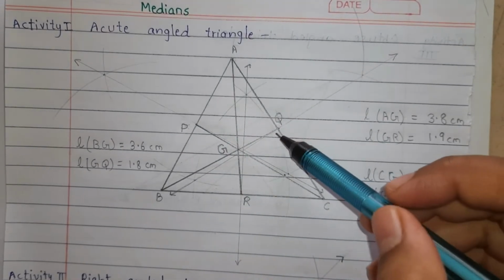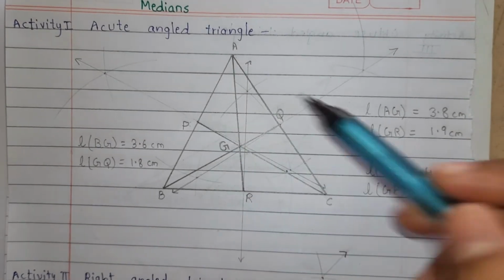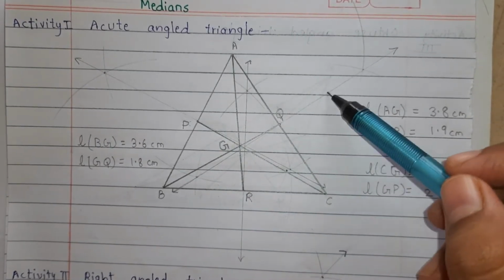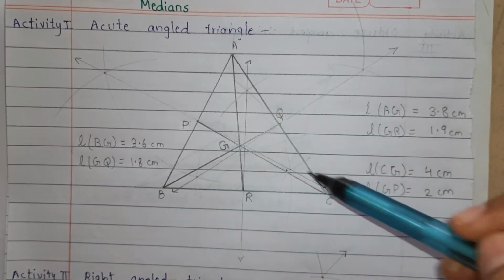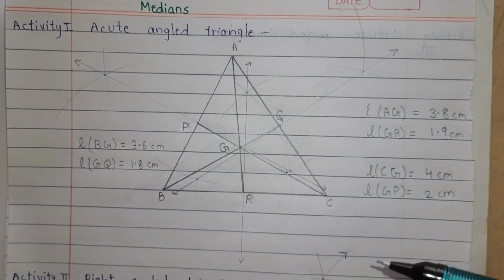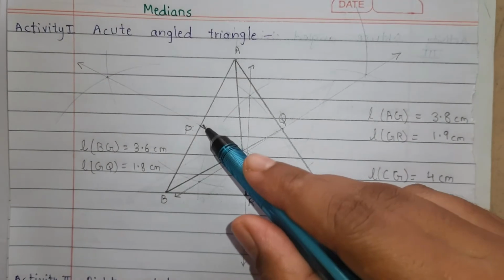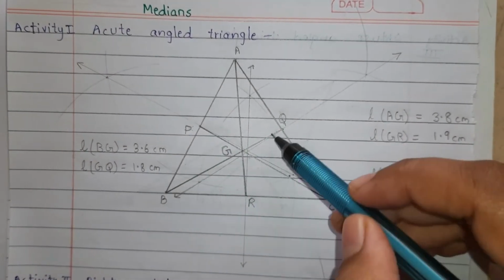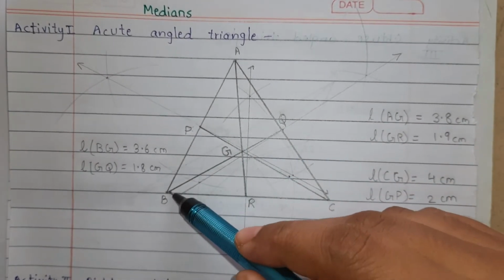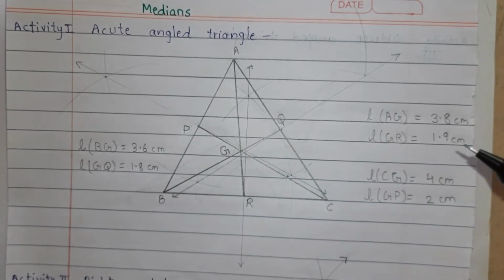And how have we found the midpoints of all the sides? By drawing the perpendicular bisector of the three sides. By drawing the perpendicular bisectors, we get the midpoint. And by joining the midpoint with the opposite vertex, we get the median.